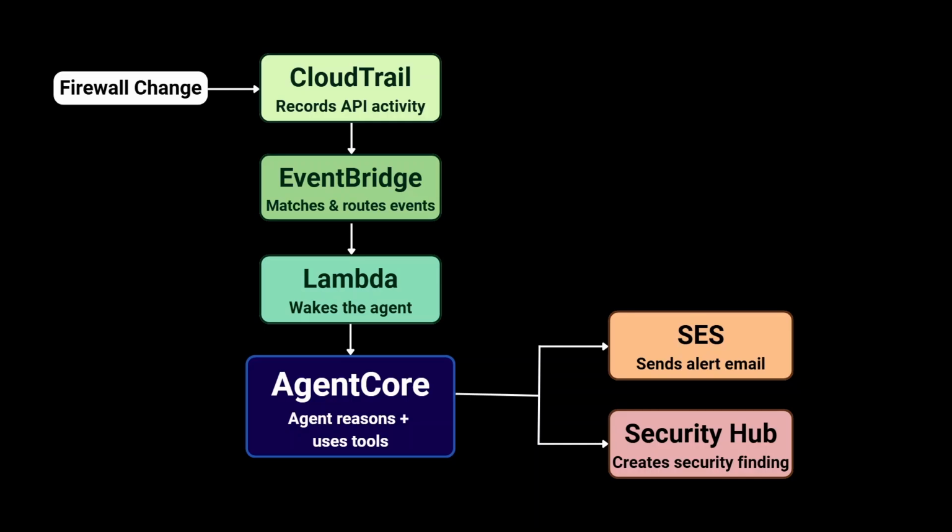Here's the general idea of how the agent works. One service records the change, one passes the message, and one wakes up the agent. So remember, CloudTrail records events, EventBridge routes events, and Lambda triggers execution. AgentCore runs the agent, and the agent decides which tools to call. In this case, the tools handle sending the email and logging the finding.